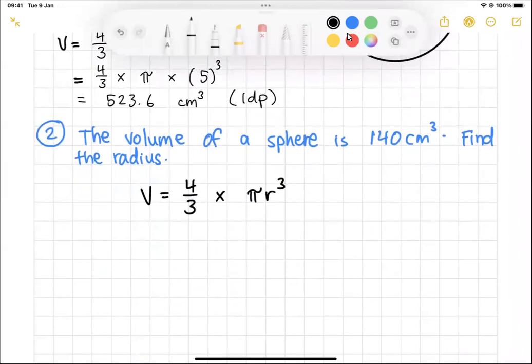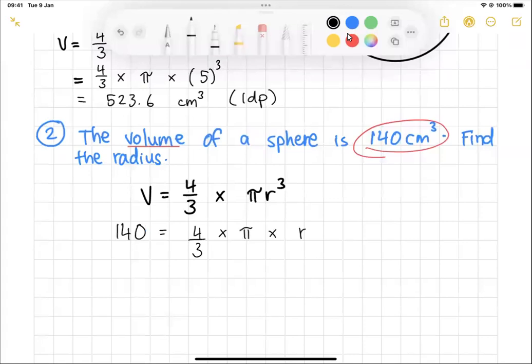My second question is: the volume of a sphere is 140 centimeters cubed. Find the radius. Now, again, we're going to go in reverse. We have been given the volume of the sphere as 140 centimeters cubed, and we need to find the radius. So let's start. Write your formula first. This is how you're going to remember every single formula. Write it down first.